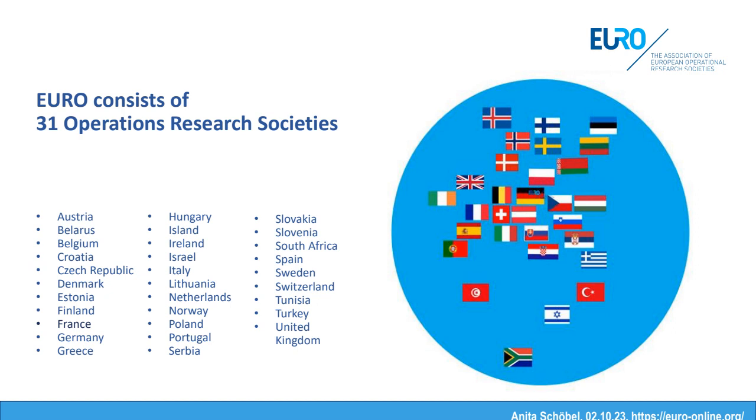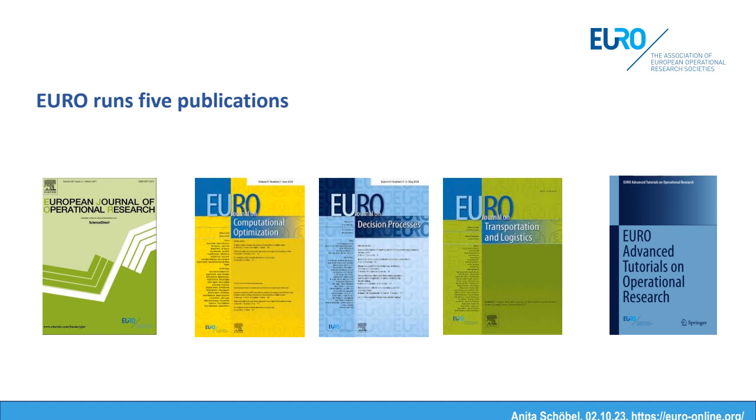And this is done in several ways. First of all, EURO consists of 31 operations research societies. These are all the national societies listed here. You can see the flags and you can also read the names and have a quick check if your society belongs to our association. As you see, most of them are in Europe, obviously. And together with all our members, we have different activities.